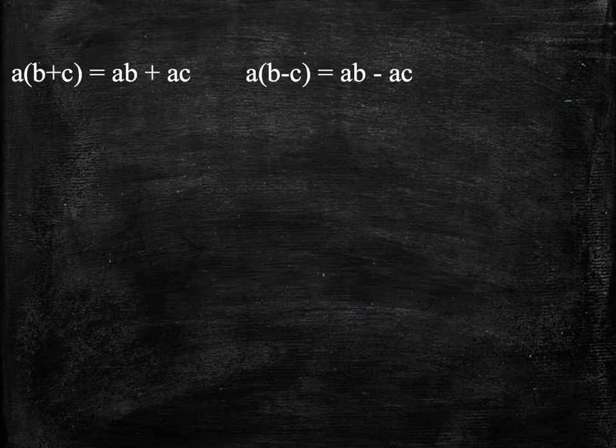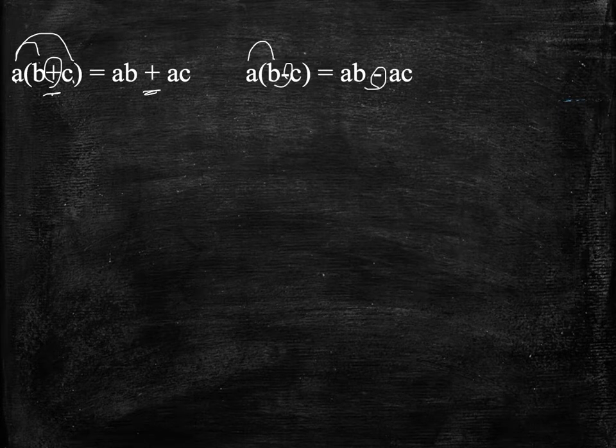A, and then parentheses, B plus C is equal to A times B plus A times C. This is how that works. A times B plus A times C. So I take the outside number, or outside variable, whatever it is, multiply it by the first one, then I take the addition sign and I copy it down, and then I take the A times the back number. Here you can see it's A times B minus A times C.